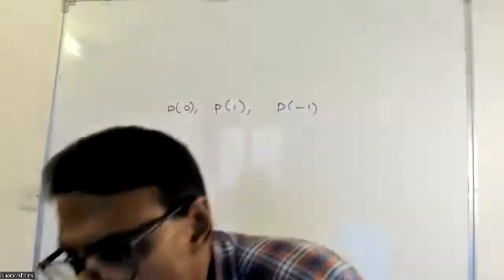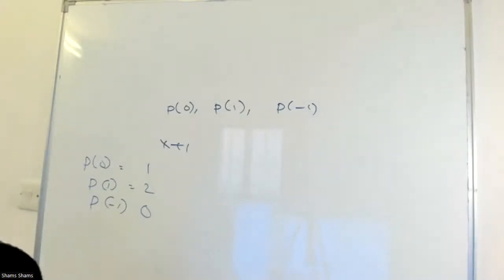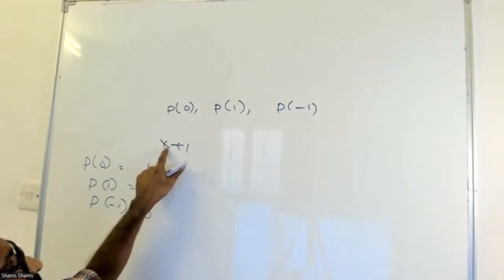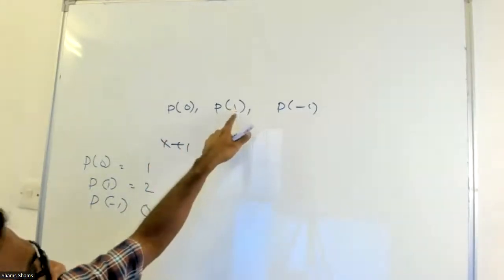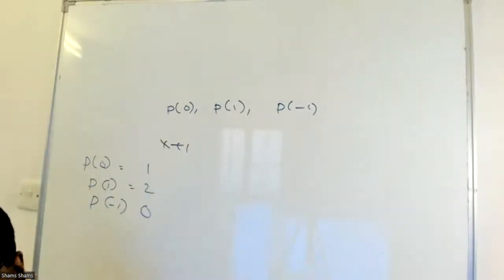Anjali, you got? Hello, Anjali, finish or not? No, sir. Okay. I hope everyone understood, no? Just substitute x equal to 0 here. 0 plus 1, 1. 1 plus 1, 2. Minus 1 plus 1, 0. This is only. Okay? Yes, sir.